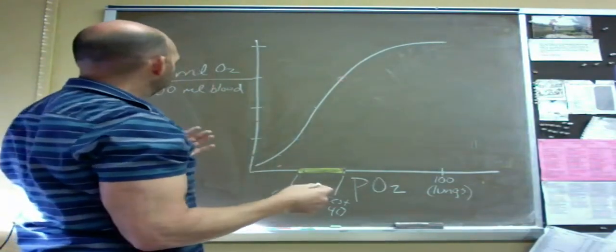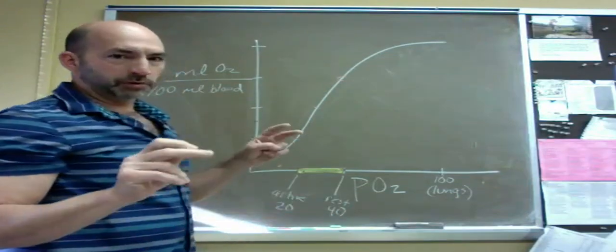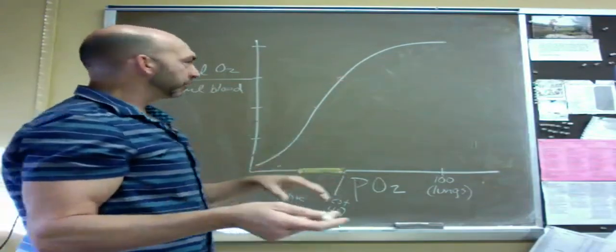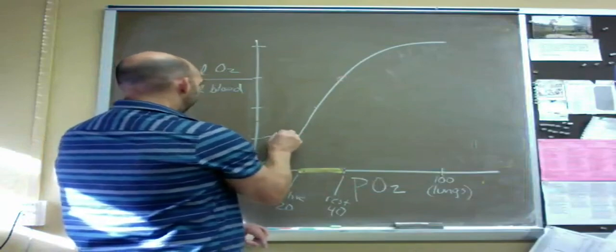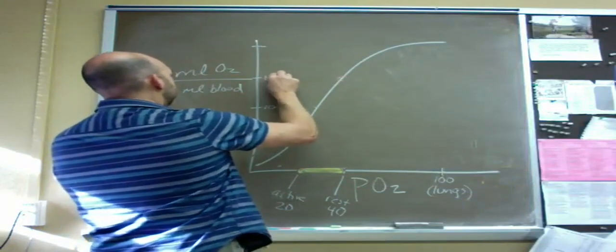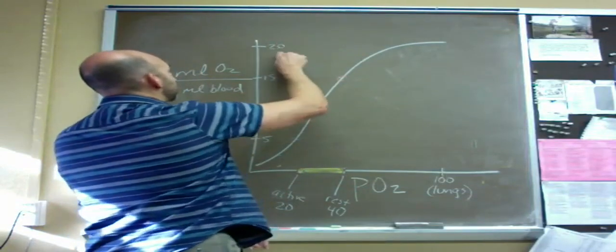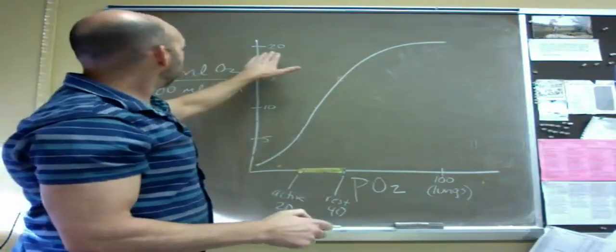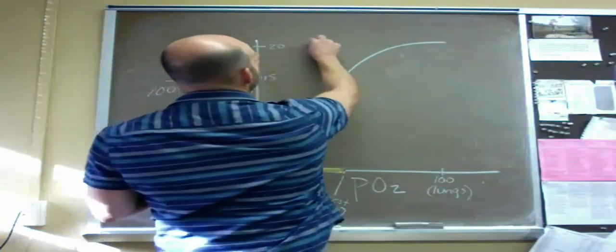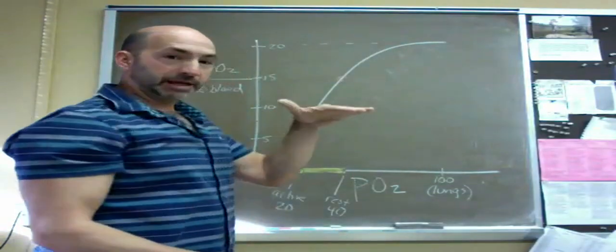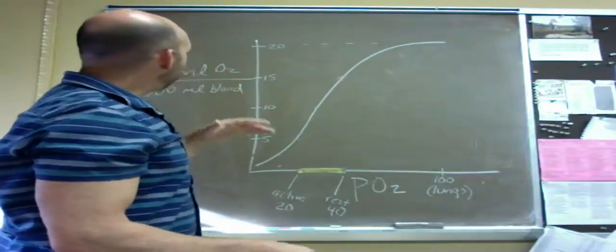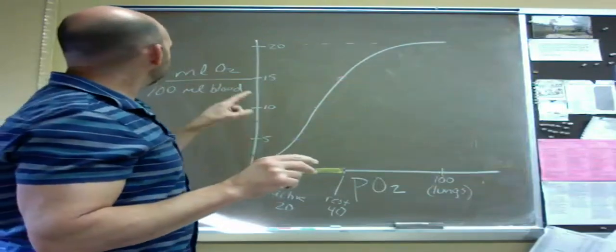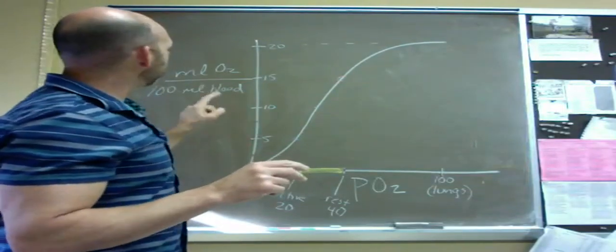And the values for this, for a normal blood sample, are 5, 10, 15, 20. So 20 is the maximum, in other words, saturated blood. That's going to be saturated, it's plateauing there. And so saturated normal blood carries 20 milliliters of O2 per 100 mils of blood.